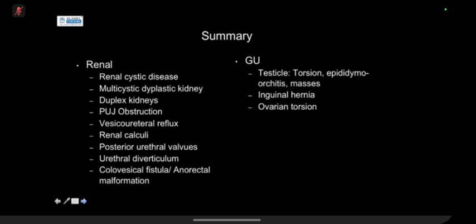We've talked a bit about duplex kidneys and PUJ obstruction and other urological presentations such as posterior urethral valves and renal calculi. And in terms of testicular and GU presentations that we see in pediatric patients, it tends to be torsion, epididymitis and masses, hernias, and we can sometimes see ovarian torsion, although I would like to remind you that torsions are clinical diagnoses and we should not be ultrasounding these patients unless they're atypical or delayed presentations. So thank you very much for listening.